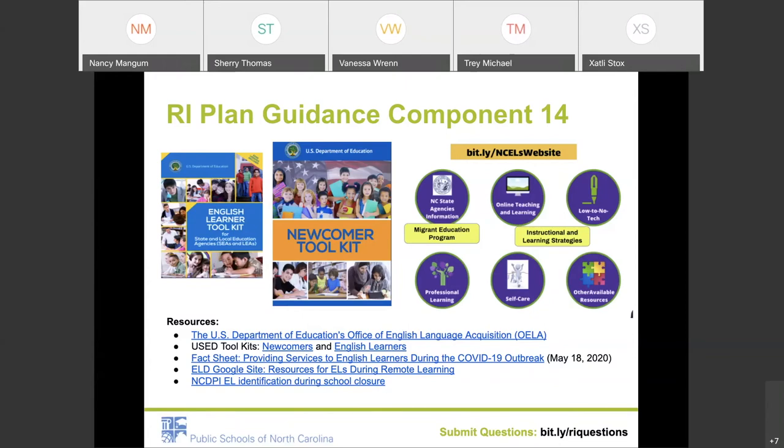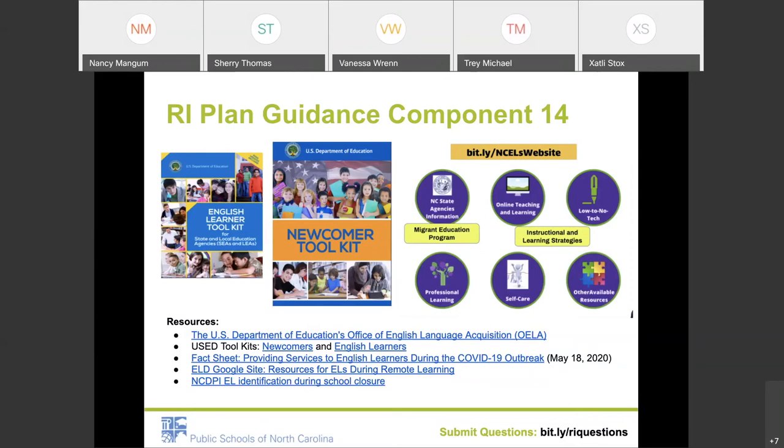So we have also the toolkits you can access. There are templates, there are samples, there are different resources you can use from there. And also the fact sheet that was shared on May 18, providing services to English learners during COVID-19. And it has different information about entrance requirements, providing services to English learners, use of funding, family and community engagement.